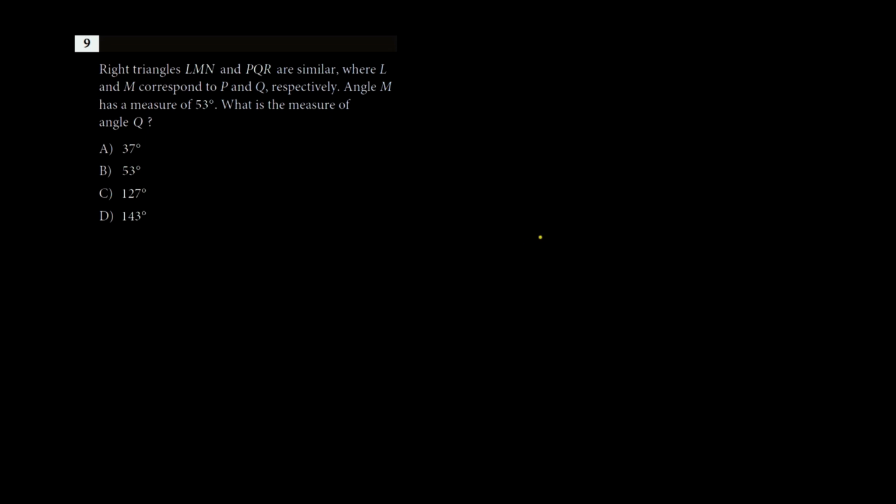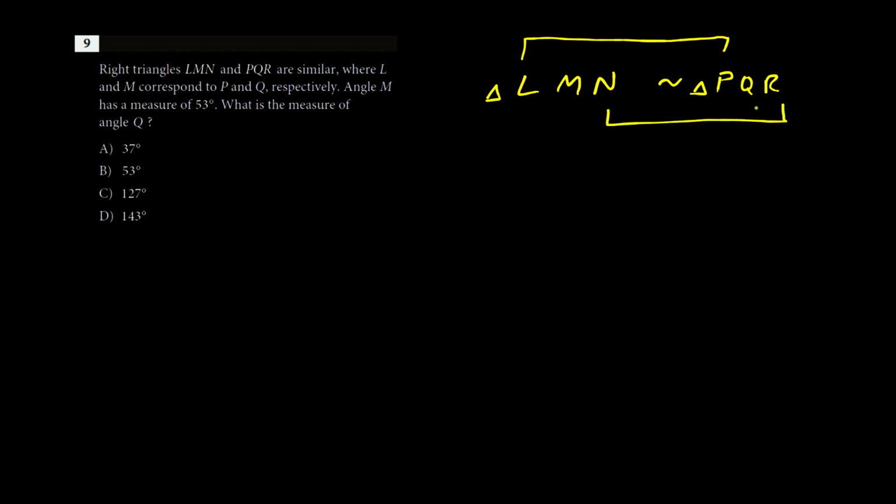Number 9 is looking at right triangles that are similar. So we have LMN and PQR. Now what you want to do here is you should note for similar triangles or similar shapes in general, when we have that symbol, I can go ahead and throw the triangle symbol there, that L will match with P because they're both written first. And that N will match with R because they're written last. And M here will go ahead and match with Q.